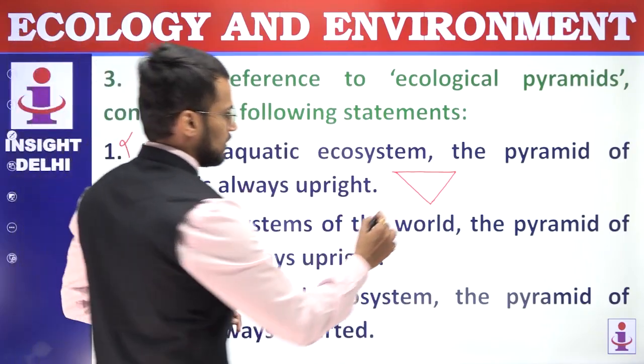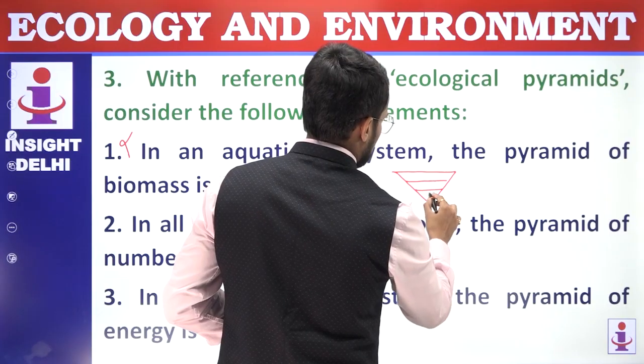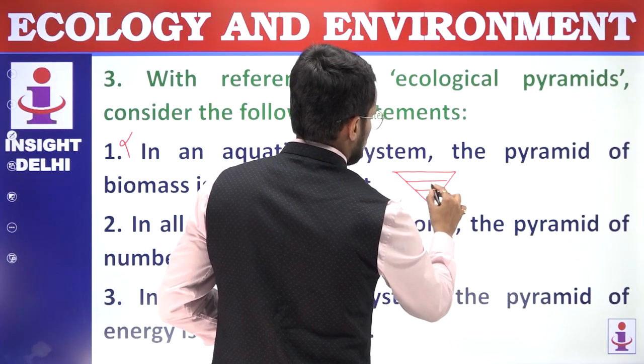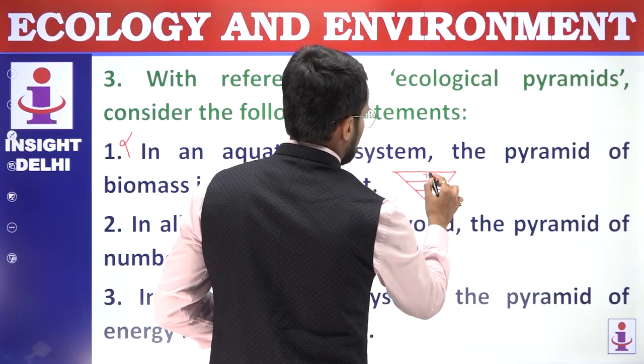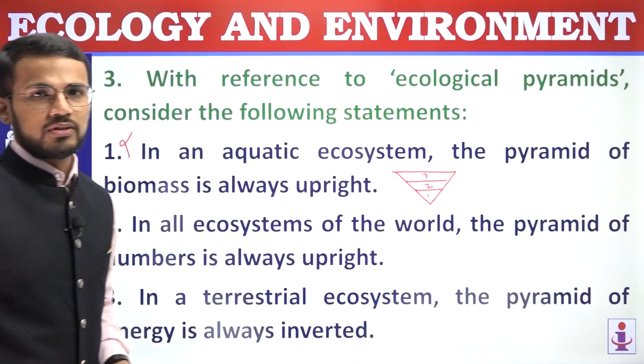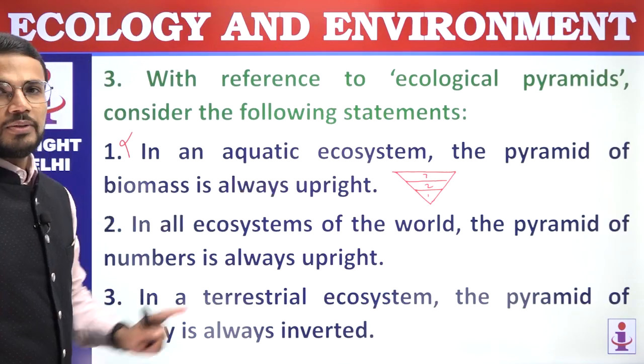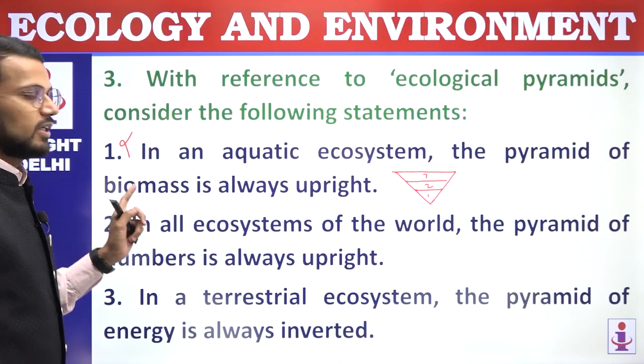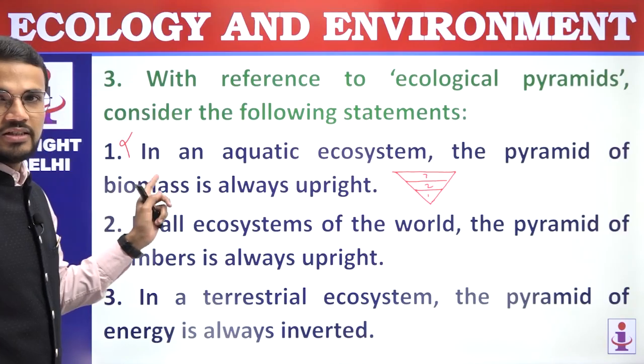That kind of pyramid will be there, where in the first trophic level there will be producers, second trophic level will be zooplanktons, and then further consumers will be there. So that will be the pyramid of biomass in aquatic ecosystem. First statement, that's why, is incorrect.